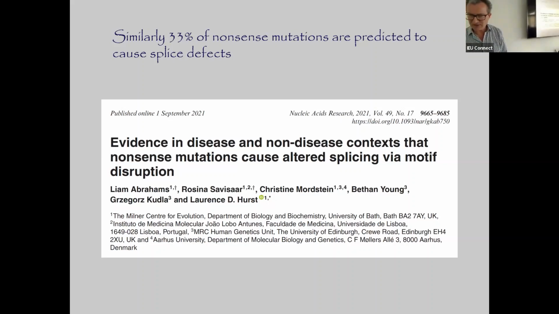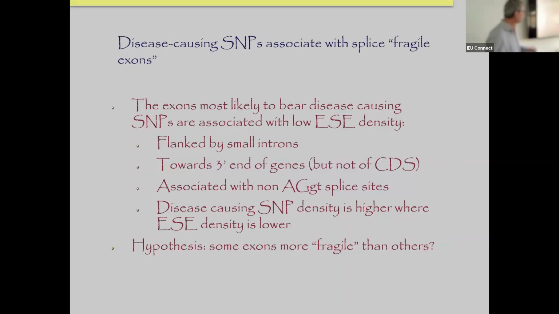We could also show a couple of examples where the effect of the nonsense mutation was in fact to disrupt the ESE. It causes a missplicing event, and this paper also presents a mini-gene model to show that.